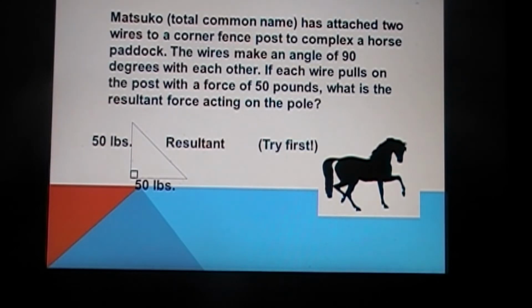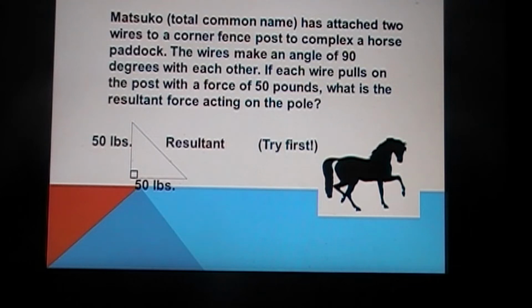All right, now we're off to yet another type of situation. This is coming back from some fun heroes I watched as a kid. Masuko, total common name, has attached 2 wires to a corner fence post to complex a horse paddock. The wires make an angle of 90 degrees with each other. If each wire pulls on the post with a force of 50 pounds, what is the resultant force acting on the pole? You can see that the 50 pounds is along the horizontal, the 50 pounds is along the vertical, and the resultant is the hypotenuse.